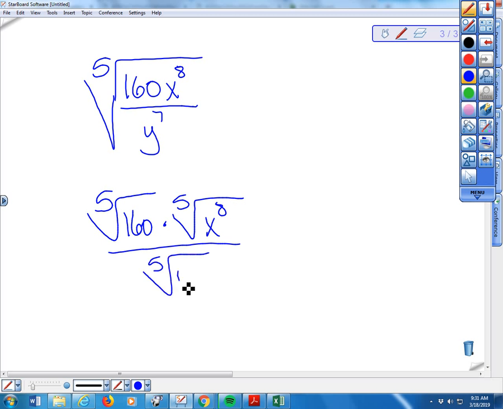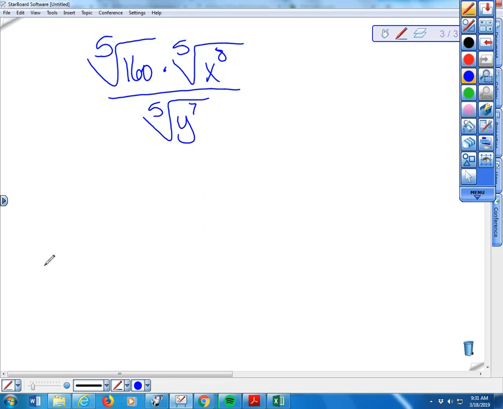I'm going to treat each one of these separately. So the fifth root of 160 is the fifth root of 32 times the fifth root of 5. See that? Yeah, I got that. This is 2, because the fifth root of 32 is 2. 2 times 2 times 2 times 2 times 2 is 32. That's why we did that. That's how we simplify them.